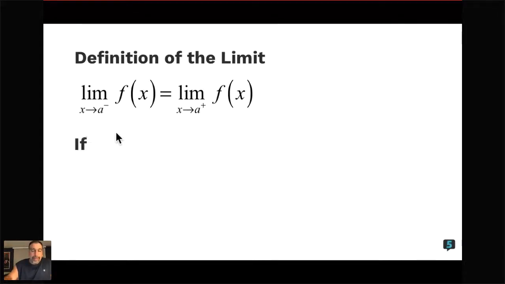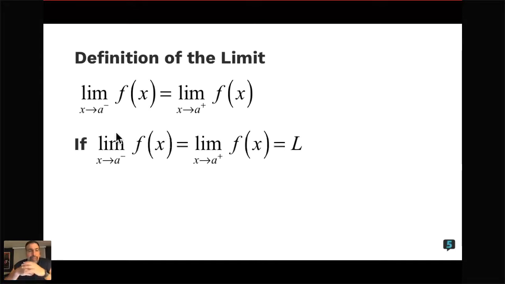So in this case, if the left side limit, the limit of f of x as x approaches a from the left, is equal to the limit of f of x as x approaches a from the right, and they both equal the same number, in this case we're calling it L, we define that limit to be that number L that we get. And I realize there's a lot of notation here. We're going to look at a specific example. We're going to put this all in context for you.